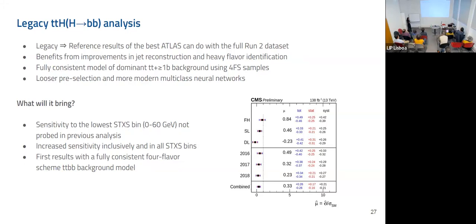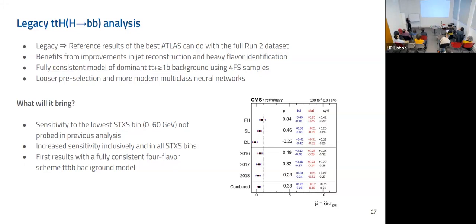Legacy is a word that we use to say that these results will be the reference results from ATLAS in this channel with a full Run 2 data set. So in principle, it's the best that we can do at this moment with state-of-the-art reconstruction, b-tagging, and all of that. So this analysis benefits from improvements in jet reconstruction. We use the particle flow algorithm and heavy flavor identification. So we have new multivariate algorithms used to separate b jets from light and c jets.